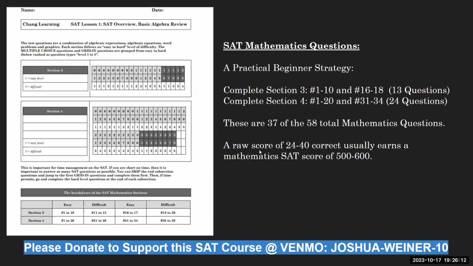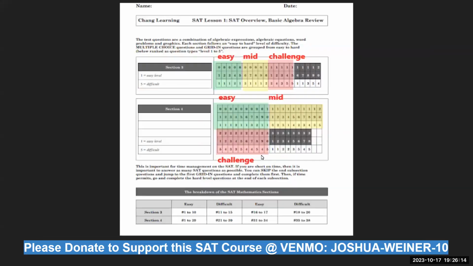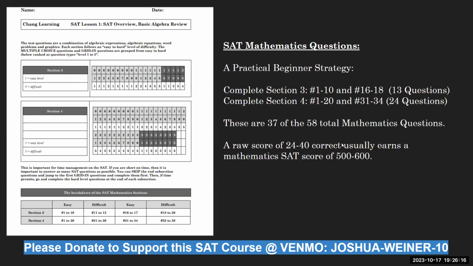With this strategy, we've had over a 90% success rate at tutoring houses. In the last 15 years of me personally teaching this, if you do questions 1 to 10 and 1 to 20 and any easy grid-ins first, you're doing 37 of the 58 total questions, which is usually enough to give you a base score between 500 and 600.